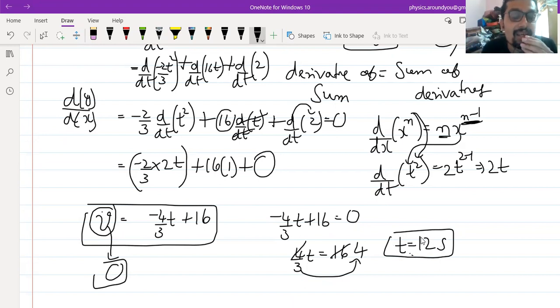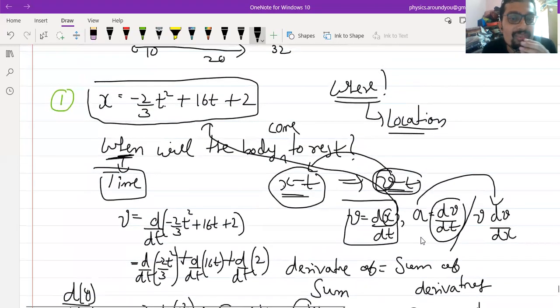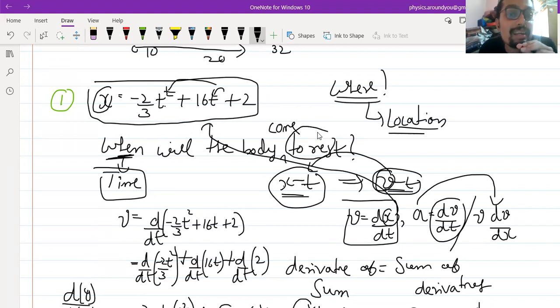How did we predict this? We predicted this with the help of the relation v equal to dx by dt, and we have x equal to minus 2 by 3 t square plus 16t plus 2. This is kind of a horoscope. At any instant of time, I know where the particle is. From this information, I needed to know at what instant the velocity is 0, at what instant the particle is at rest. This is the technical way.